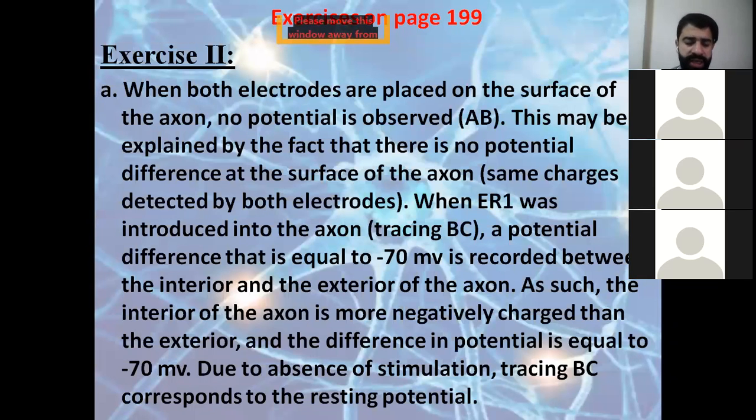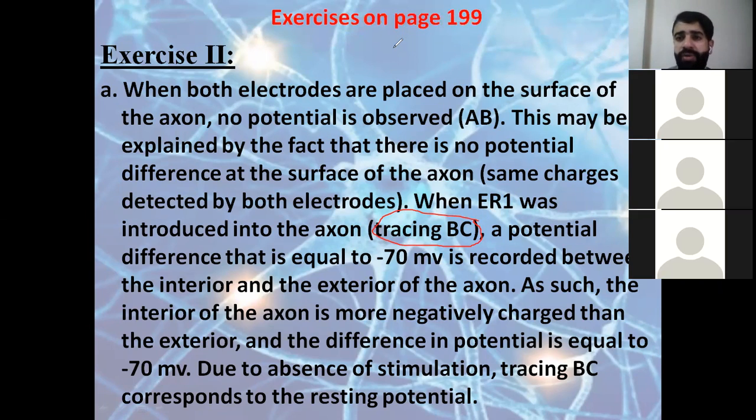So let's move to the solution of this exercise, exercise 2. When both electrodes are placed on the surface of the axon, there is no potential difference observed at phase AB. This may be explained by there being no potential at the surface. When an electrode was introduced into the axon, which is the phase BC, we have a potential difference equal to minus 70 millivolt recorded between the interior and the exterior of the axon. So the interior is more negative with respect to the exterior. Due to the absence of any stimulation, tracing BC corresponds to the resting potential.